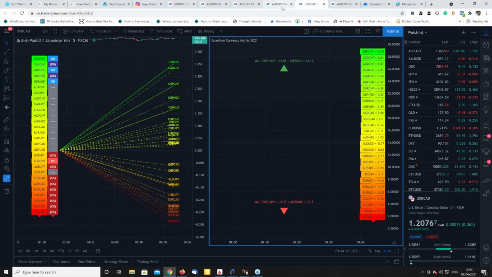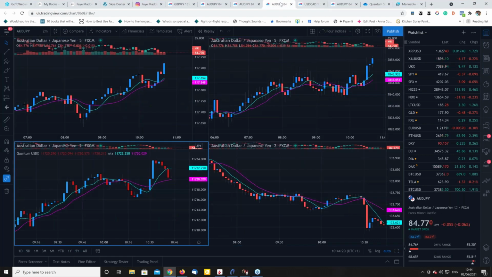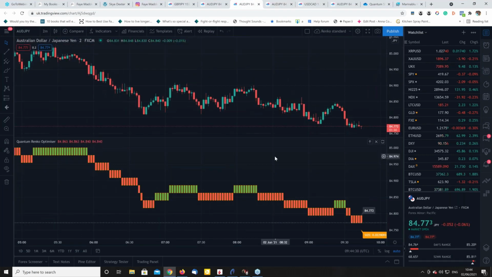Pop that back again, apologies. I can find it quickly. I think I had it there. That's a heat map. Where was it? That one, there we go. This is basically 2 Renkos in one. This is what we call the time accurate Renko.